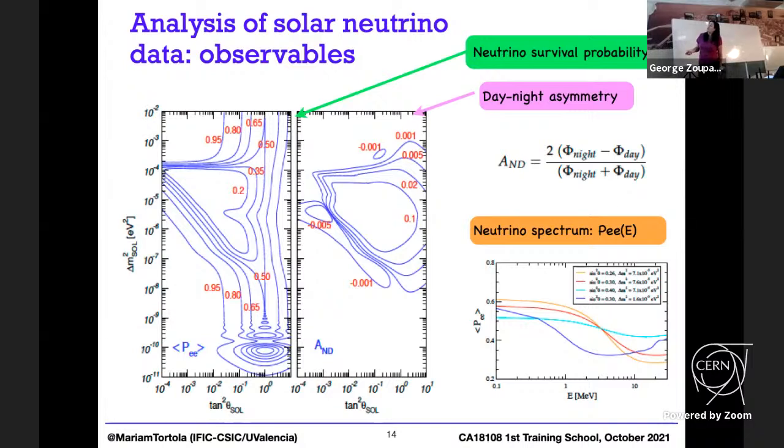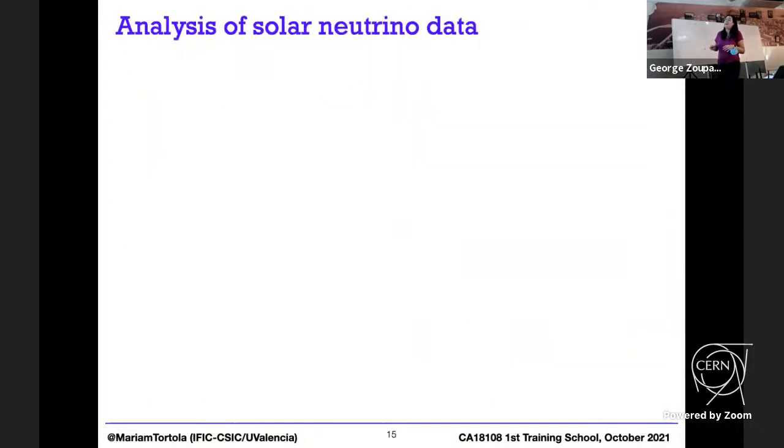So then here you can draw your contours of isoprobability as a function of the mixing angle and the mass splitting. Each line corresponds to a value of the probability. Here the same for the day-night asymmetry. So these are the predictions for the difference in the solar neutrino flux during night and day. And here you have also the measurement of the neutrino survival probability as a function of the energy, because there are some experiments like Super-Kamiokande or SNO that were giving this information. Then if you put all this information together, you can analyze the neutrino data.